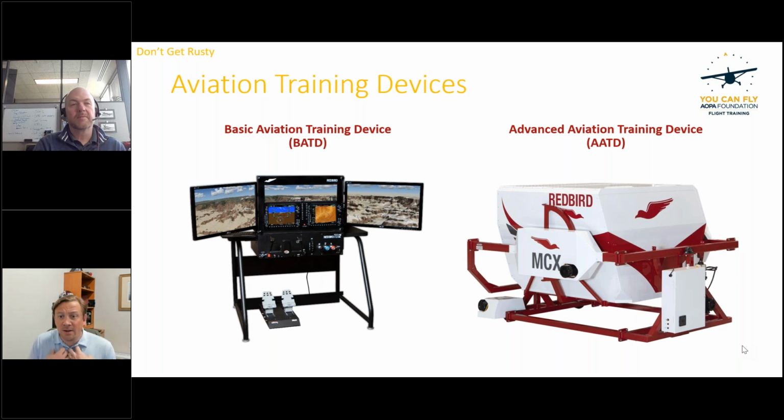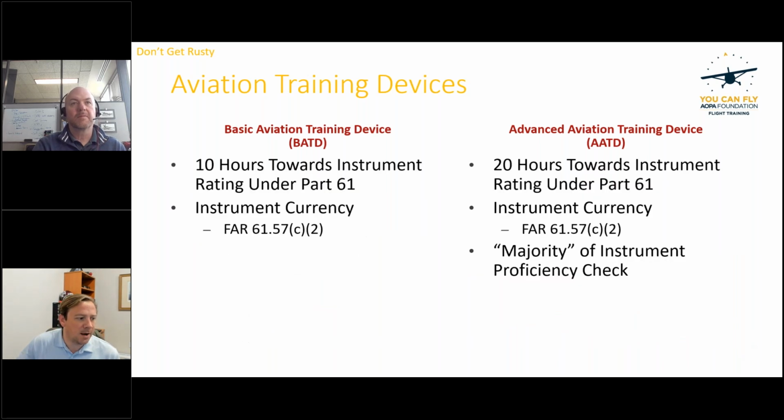There are different criteria for each one, depending on the manufacturer, as far as what visuals and equipment is provided, what structure tools are provided. But we can go on to our next slide here. For the pilot, what counts is in a BATD, which is like the smaller desktop one, you can do 10 hours towards an instrument rating under 61. It's a percentage of a course under part 141. And you can log your instrument currency. 61.57(c)(2) is the controlling regulation.